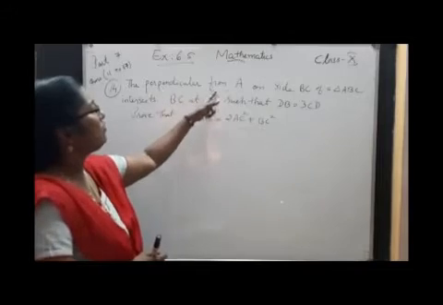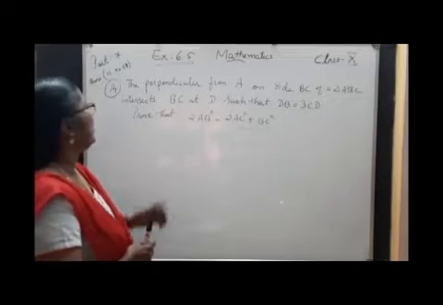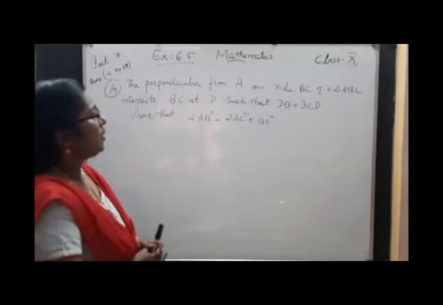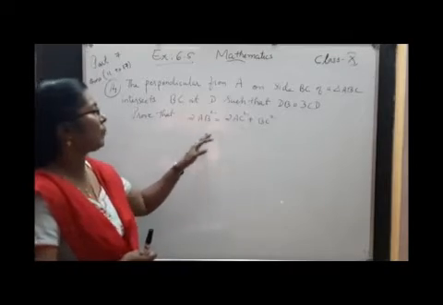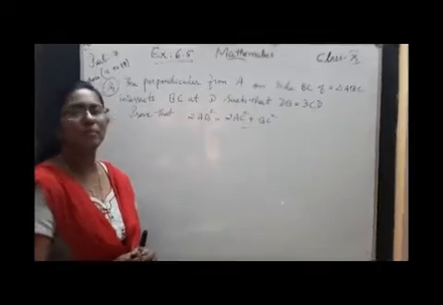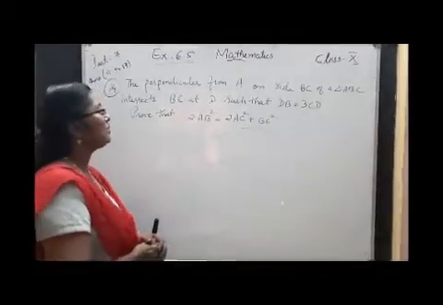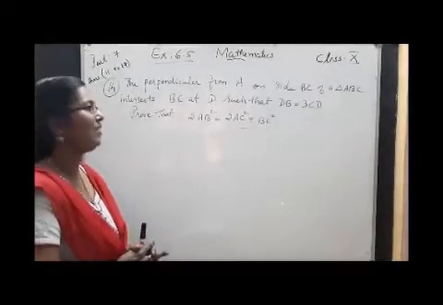Next question, number 14. The perpendicular from A on side BC of a triangle ABC intersects BC at D such that DB equal 3CD. Prove that 2AB square equal 2AC square plus BC square. These questions are very, very important. All the questions from exercise 6.5 are an important section.